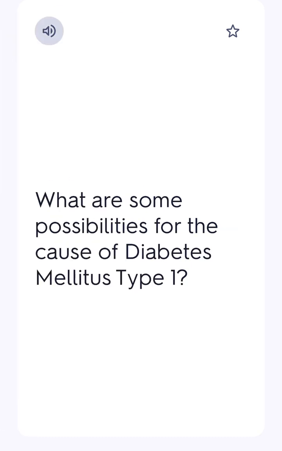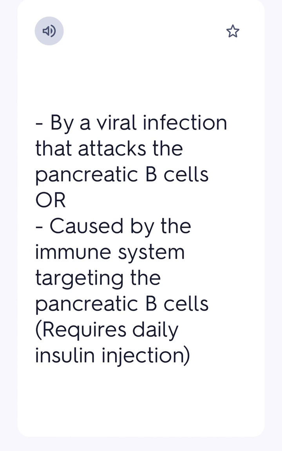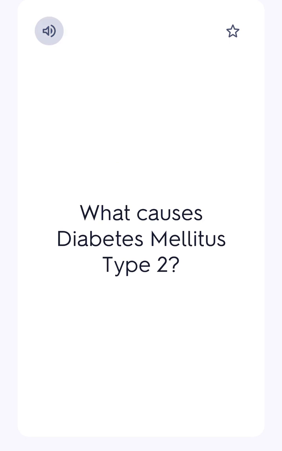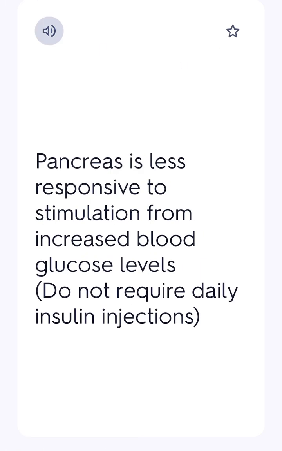What are some possibilities for the cause of diabetes mellitus type 1? By viral infection that attacks the pancreatic B cells or caused by the immune system targeting the pancreatic B cells. What causes diabetes mellitus type 2? Pancreas is less responsive to stimulation from increased blood glucose levels.